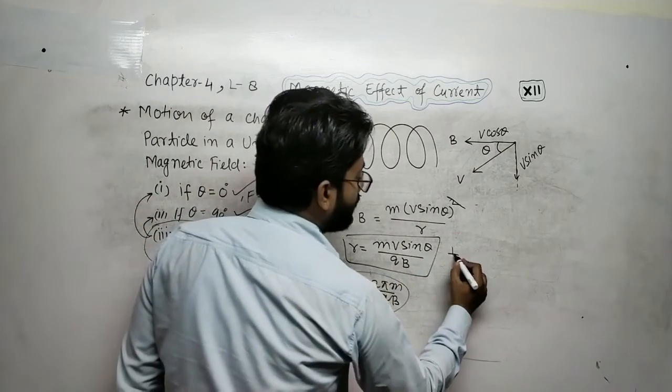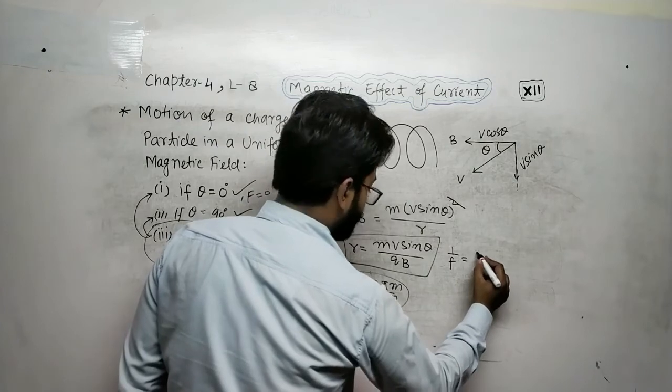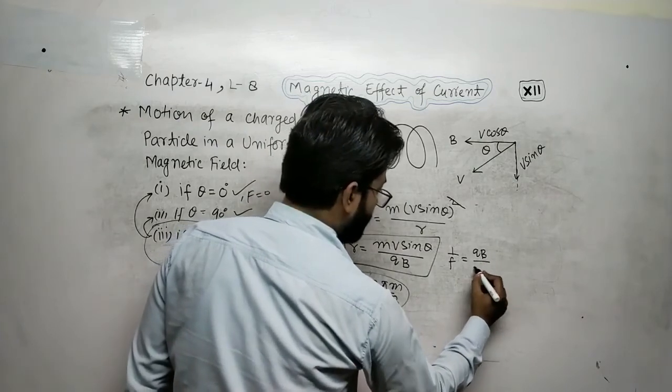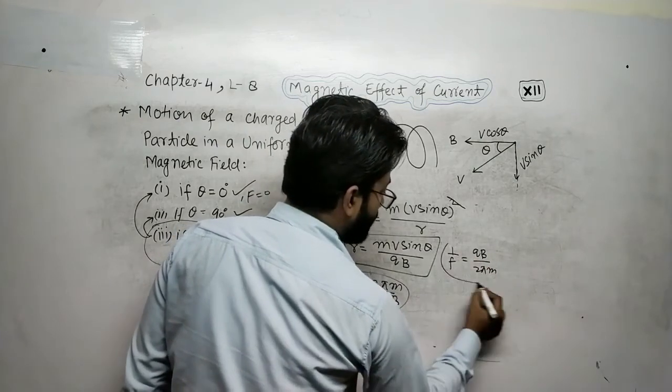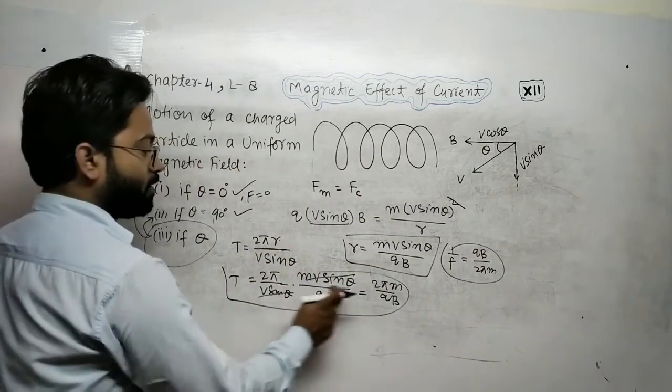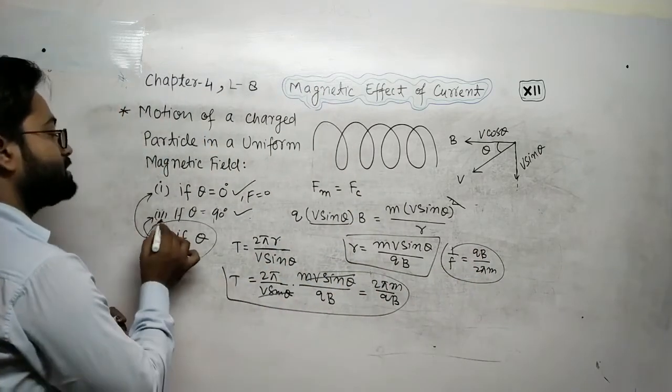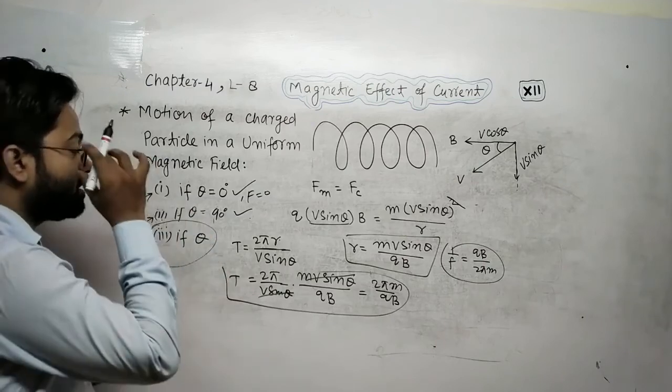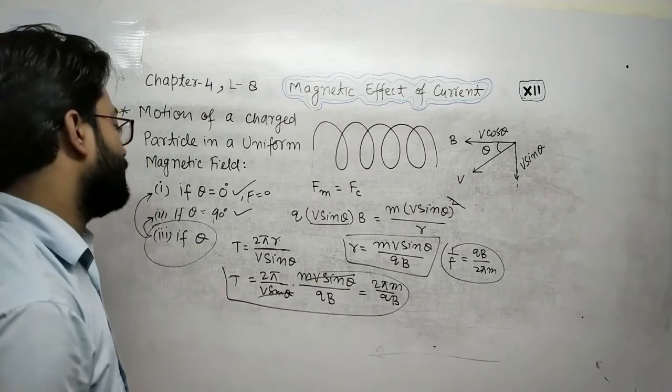And for frequency, it is q b upon 2 pi m. This formula for the frequency and the time period is the same as if the particle is entering at a 90-degree angle.